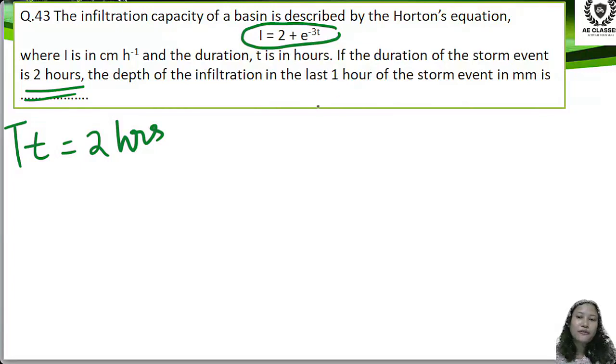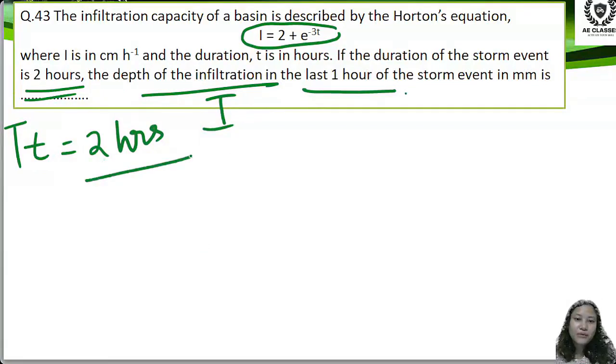Now what do we have to find? The depth of infiltration in the last 1 hour of the storm. How do we approach this? Now you have to break this. Time is how much? 2 hours. Total duration is 2 hours. At first it started from zero, then it proceeded towards completing the first hour.